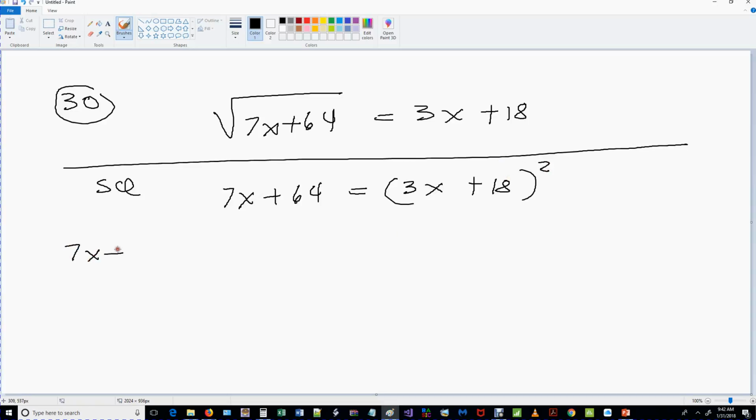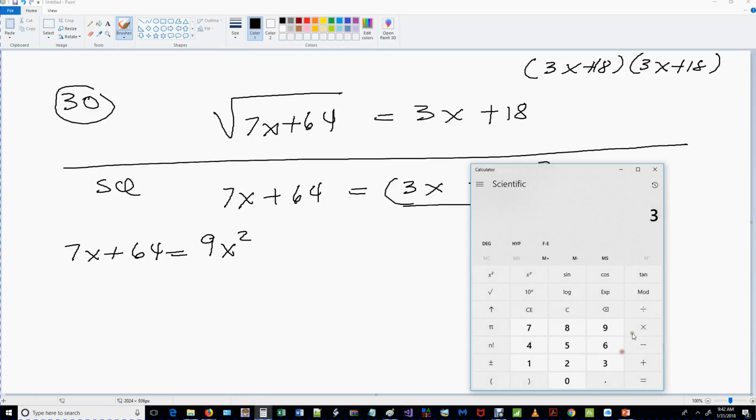So this is 7x plus 64 equals, we have to square this binomial right here, and squaring it means you multiply 3x plus 18 times 3x plus 18. Alright, so you have to FOIL. So 3x times 3x, that's 9x squared. You have to do the outer, 3 times 18, that would be 54.